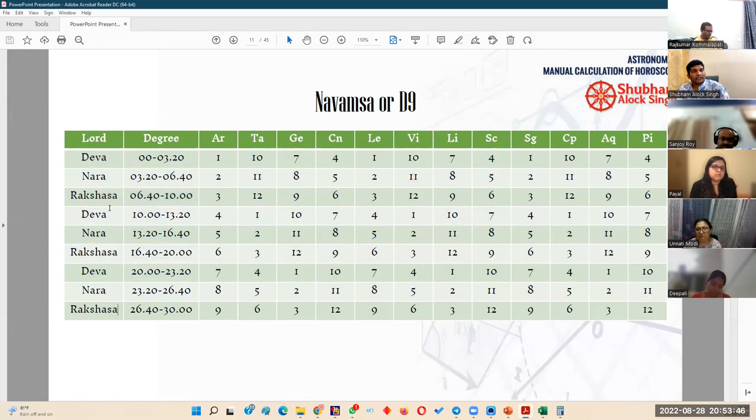Deva, Nara, Rakshas, three lords repeat thrice. Deva means God, Nara means human, Rakshas means demon. They repeat thrice, and D9 is the first divisional chart where the number of deities is lesser than the number of divisions and the repetition of deities fulfills the number of divisions, which happens in many divisional charts, as you will learn shortly.